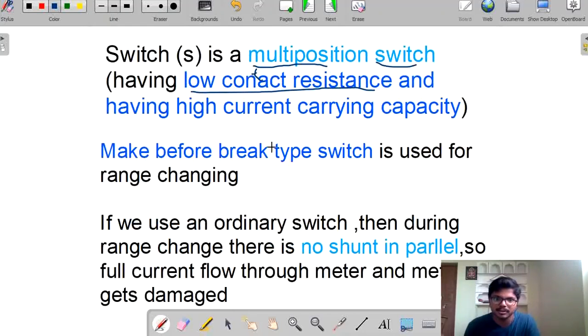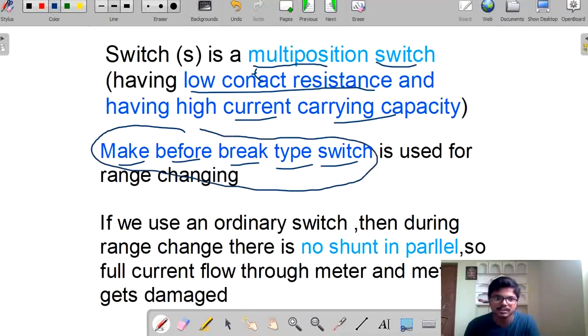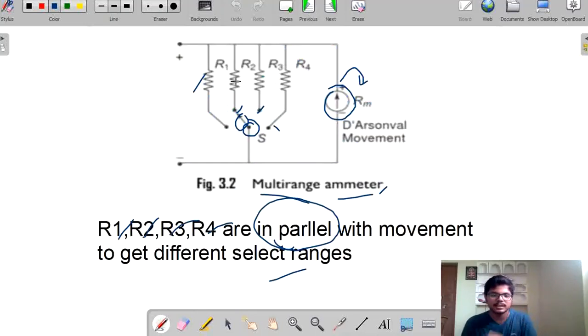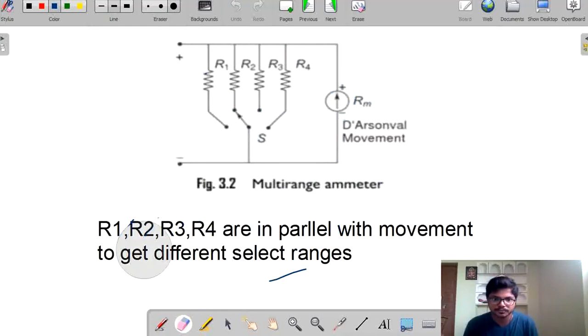Resistance, and having high current carrying capability. Now, make-before-break type switch. It is a very important term in the multi-range extension of ammeters. See, listen to this case carefully.